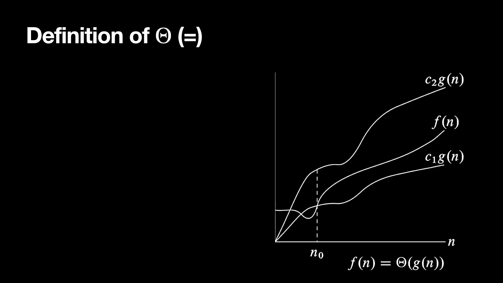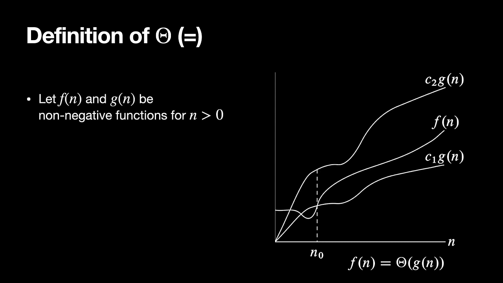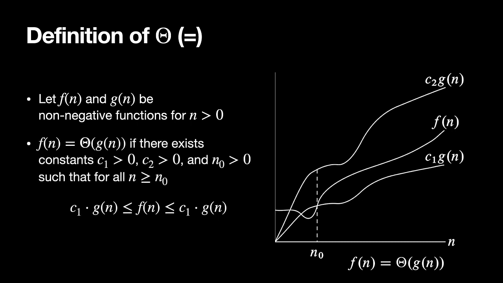Okay, so graphically, the big theta looks something like this. So we've still got our two functions that are non-negative functions, just like before. It's in the same quadrant of our plane. Okay, and now our actual definition of theta is that our function f is bounded both above and below based on some sort of multiplier of g. So it's tightly bounded on both sides.